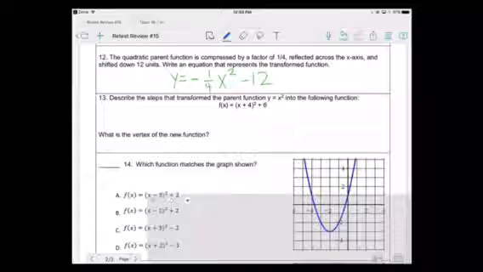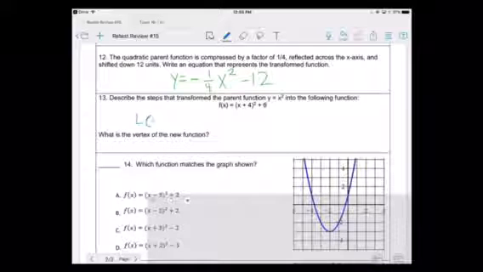13 asks for us to describe these changes. So again, you can put it into y equals, or if you know your rules, inside the parentheses, a positive is going to go left. If it's negative, it will go right. So it's going to go to the left 4. And then plus 6 on the outside or the back is going to move it up 6. My vertex would be a negative 4, 6. It's always the opposite of this and the same of this.